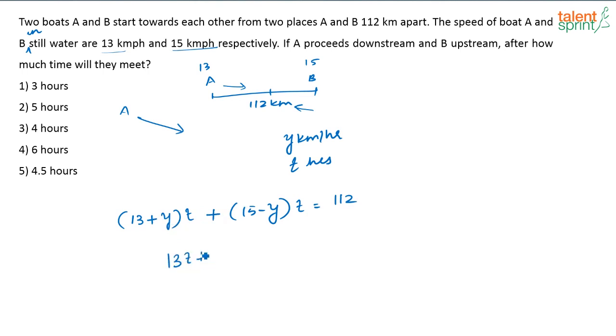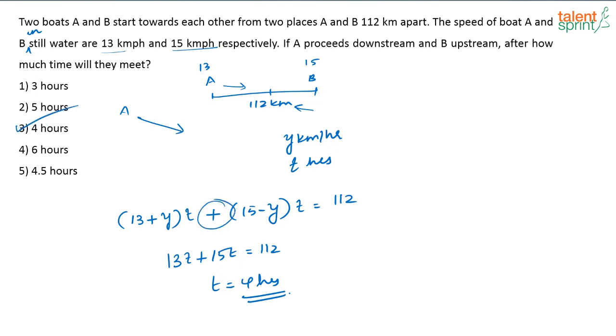You will have 13t plus 15t, that is equal to 112, or 28t is equal to 112, or t is equal to 4 hours, right? 112 is equal to 13t plus 15t, or t is equal to 4 hours. That's correct. So what will be your answer? Option 3, 4 hours.